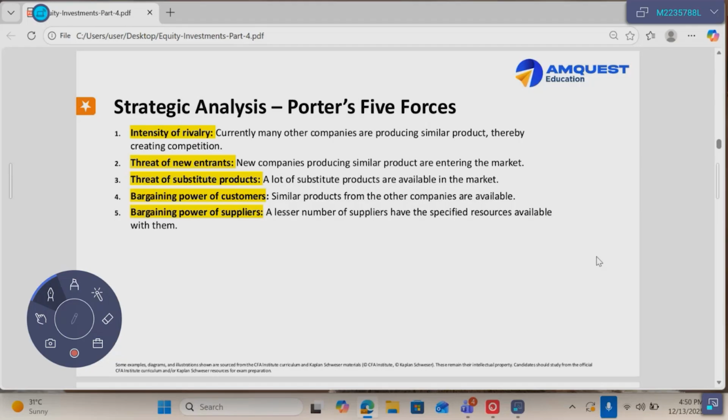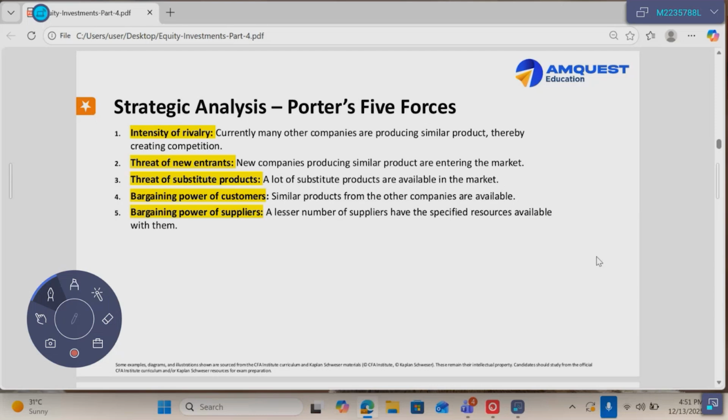Then, threat of substitute products. If a lot of substitute products are there in the market, you can switch from one brand to another. Best example, we can relate it from our daily life. We always check Zomato. Some people check Swiggy. Who gives the most discount? Some restaurants give discounts on Zomato, some restaurants give discounts on Swiggy. So wherever we get more discount, we order from there. So it is very easy for us to switch. You can switch from one company to the other if you're not a brand loyal kind of person who says, no, I will order only from Zomato.